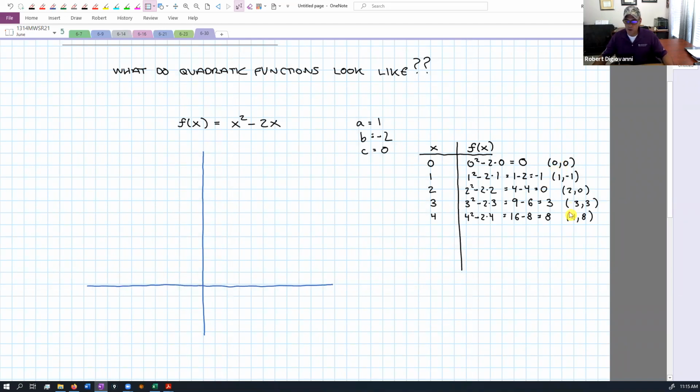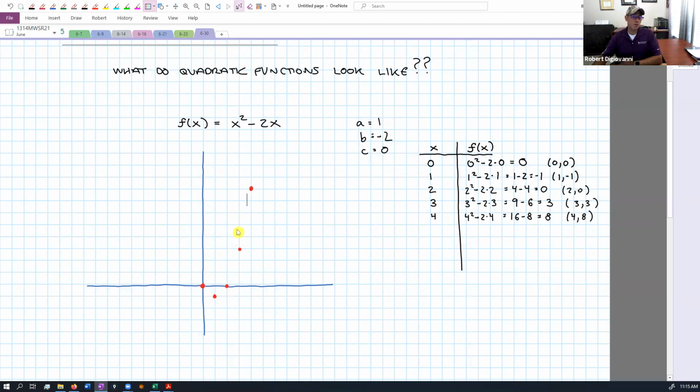So we have these points: 0, 0, that's here. 1, -1 means to the right 1, down 1. 2, 0 means to the right 2, don't go up or down at all. 3, 3 means right 3, up 3. 4, 8 means to the right 4, up 8. 4, 5, 6, 7, 8.